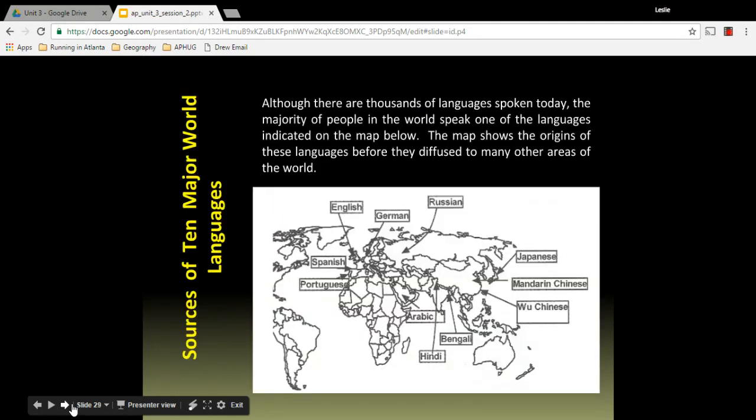So, the sources of the 10 major languages throughout the world. There are thousands of languages spoken today. The majority of people in the world speak one of the languages indicated on the map below. The map shows the origins of these languages before they diffused to many other areas of the world. So this shows you the hearth where these languages come from. Obviously these languages have diffused worldwide, but you're seeing where they originated, where they were born.